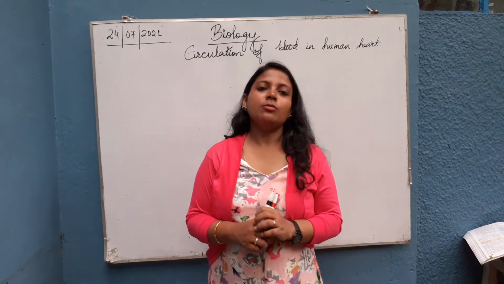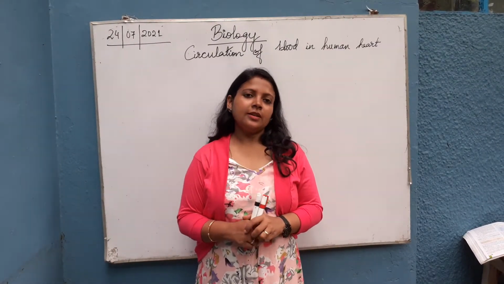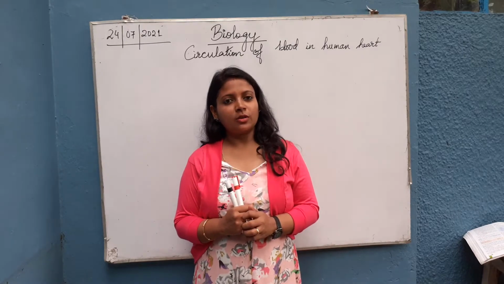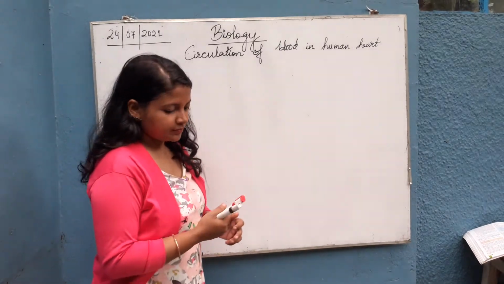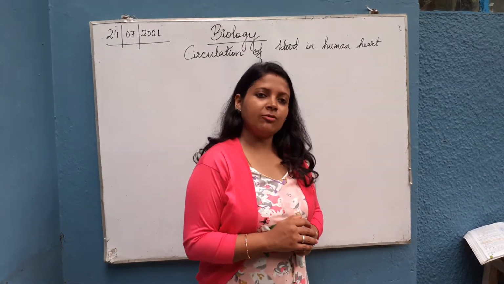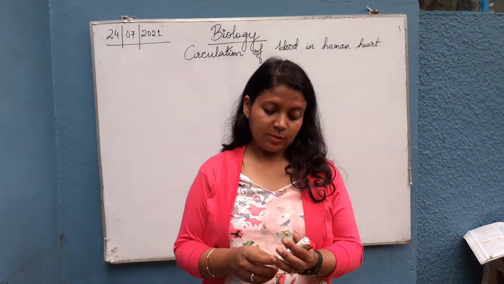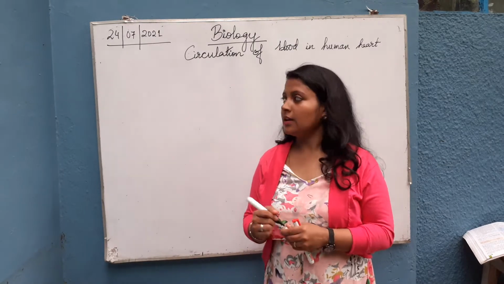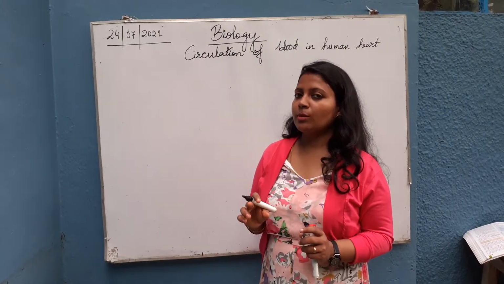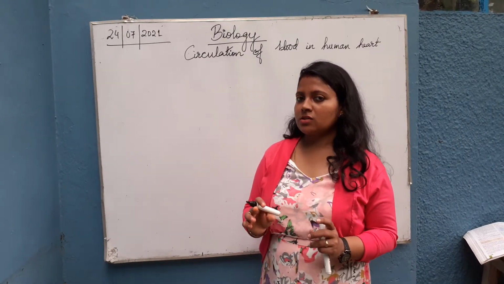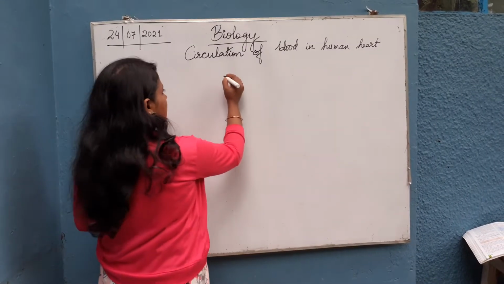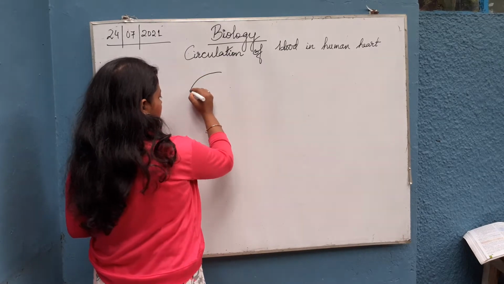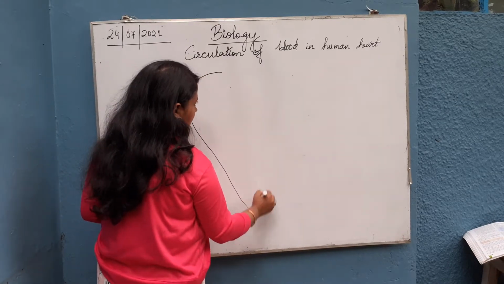So, good morning, students. Today, I'll be going through the topic of circulation of blood in the human heart. How the blood flows in the human heart, especially in mammals, we will discuss. In mammals, there are four chambers, as you know, all the structures of the heart. So let's see how the blood flows in the human heart.